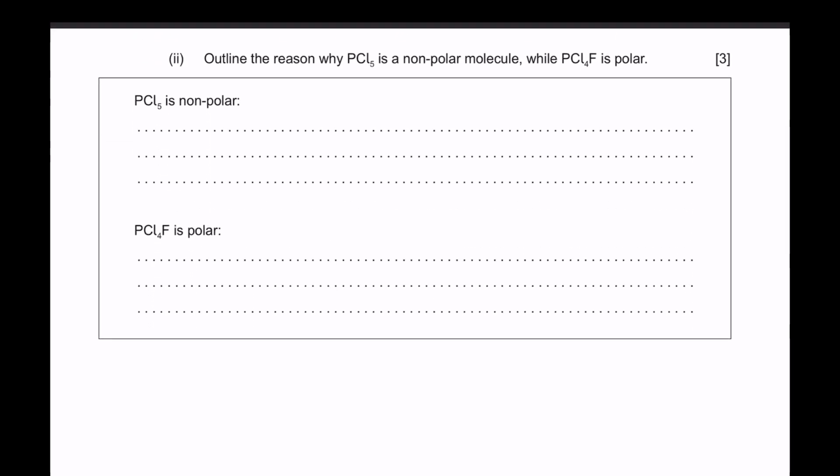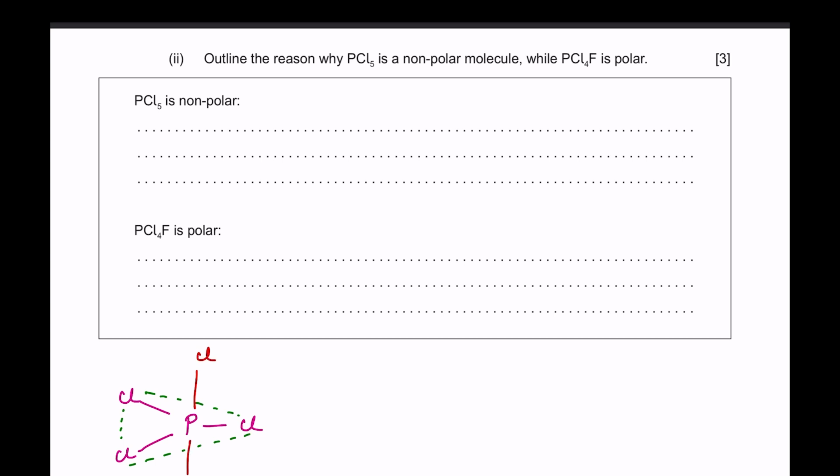Now in part 2, we have to outline the reason why PCl5 is non-polar while PCl4F is polar. Again, it's pretty simple. We just have to draw the structures properly. For PCl5, around phosphorus there are 5 bond pairs. So what happens for 5 bond pairs? We have sp3d hybridization, which gives a trigonal bipyramidal geometry. So how does it look? It looks something like this. It has one plane, and you have Cl on top and bottom.